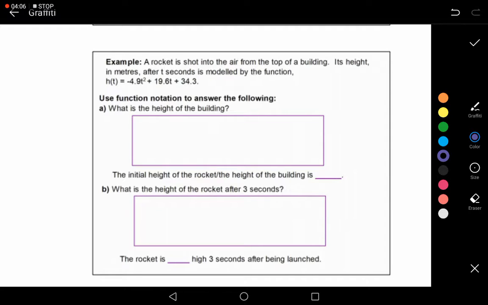So this asks, what is the height of the building? Okay, well, think about that. The height of the building. Okay, so it says we're shooting the rocket from the top of the building. So it's the starting point. So the height is when the rocket is launched. When launched.